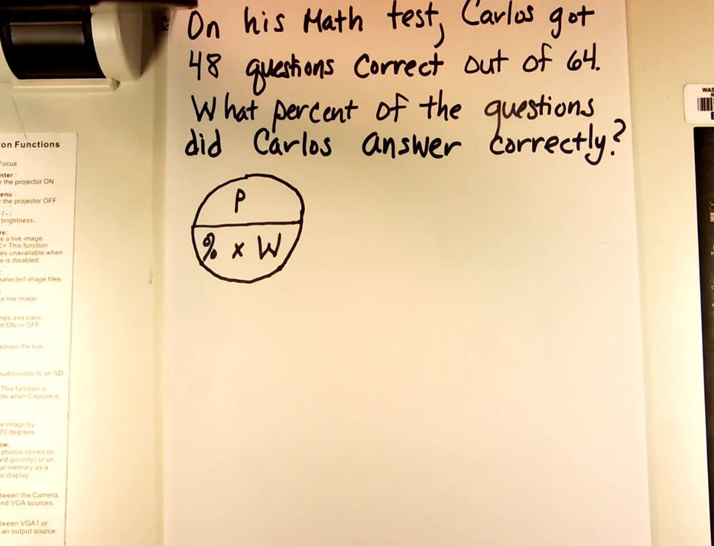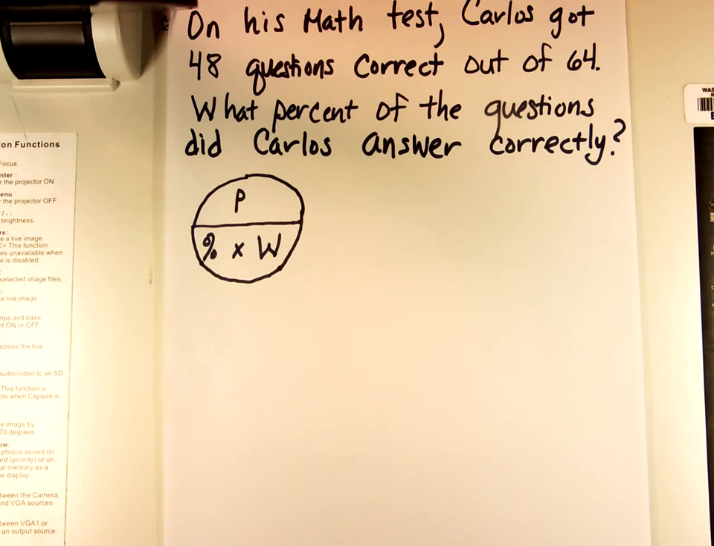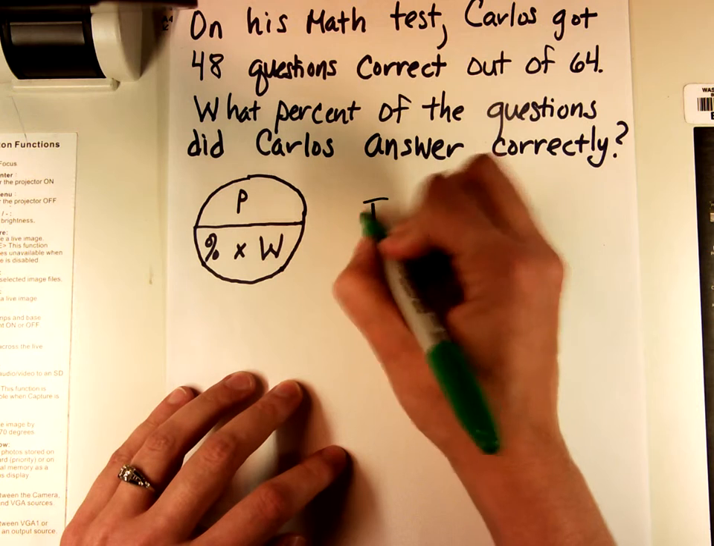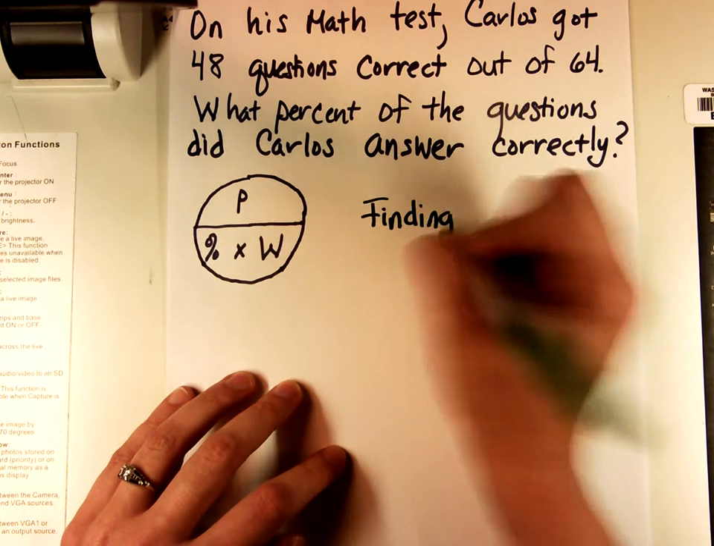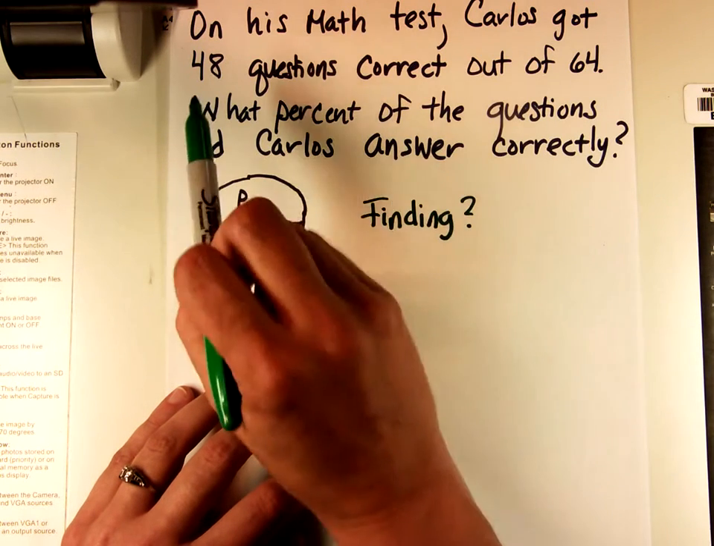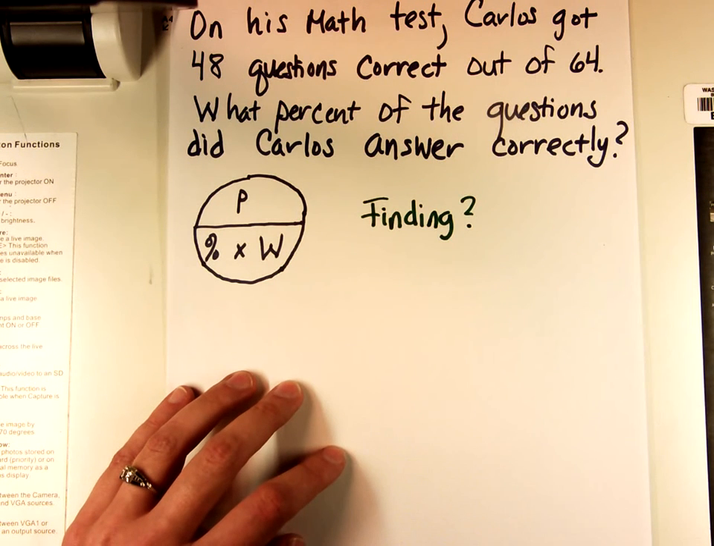On his math test, Carlos got 48 questions correct out of 64. What percent of the questions did Carlos answer correctly? Okay, so the first thing we need to figure out is, what is it that we're trying to find? So I'm just going to go ahead and write finding. This is what we're going to find. He got 48 questions correct out of 64, so I know how many he got correct. I'm not trying to find that. There were 64 questions altogether, so I know I'm not trying to find how many questions there were.